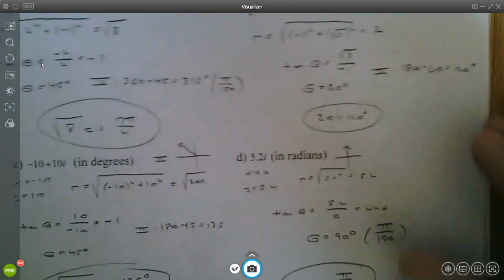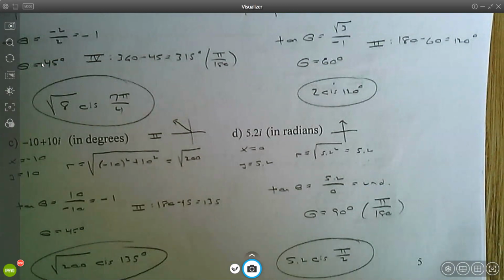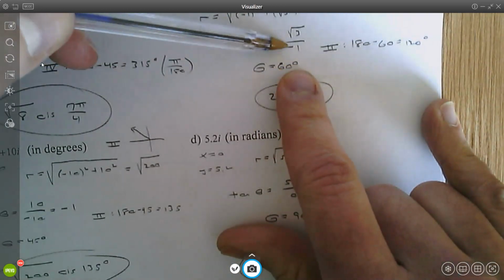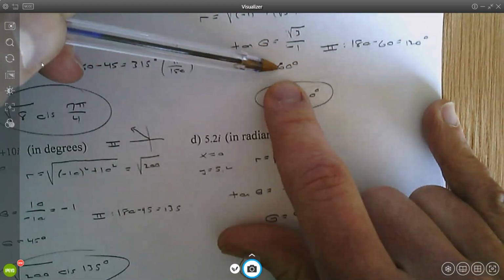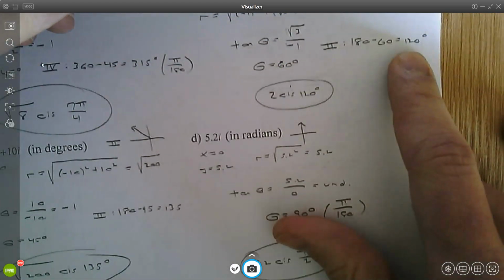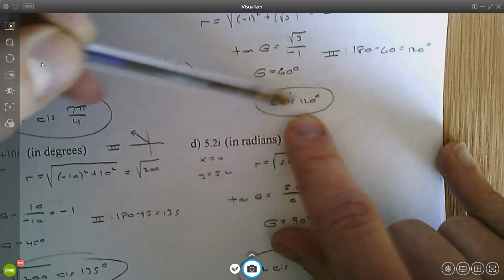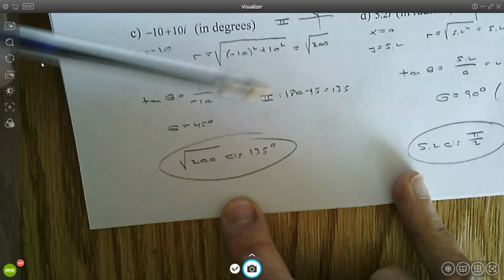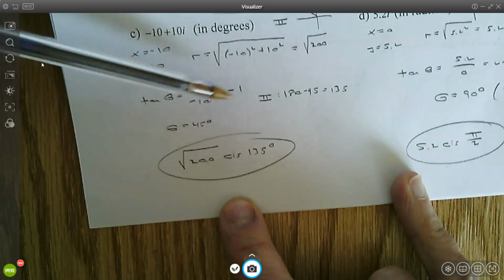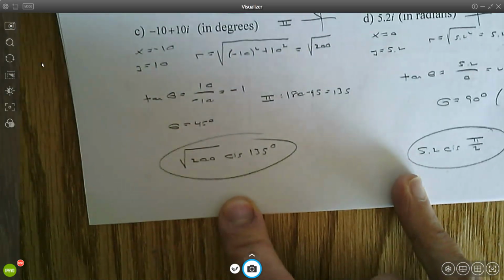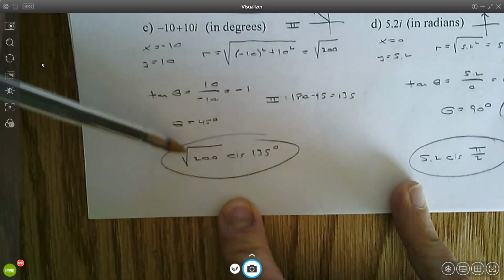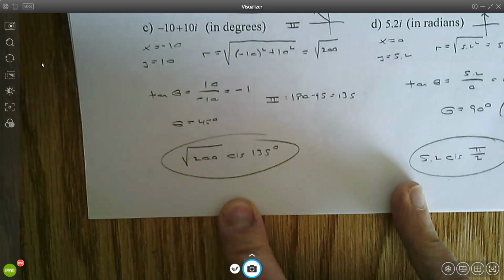All right, just taking a look at these. B, your radius is 2. When you do inverse tangent here, remember, do not plug in the negative. You get 60 degrees. This vector is in quadrant 2. It says degrees, so 2 cis 120. C, very similar, with the tangent being negative 1. Your radius is square root of 200. You can simplify that and put it in simplest radical form or not. You end up with the square root of 200 cis 135.